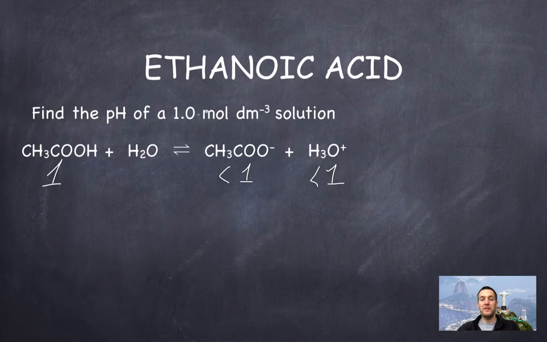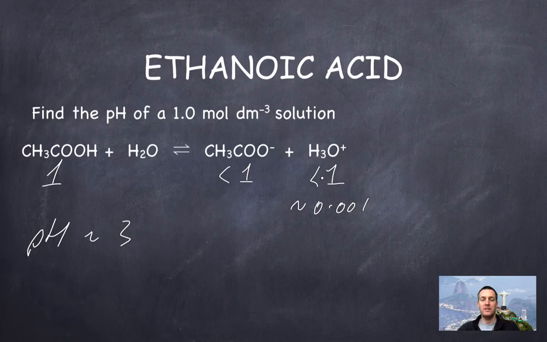And roughly speaking, about 1 in 100 to 1 in 1,000 molecules of ethanoic acid will split up and form H3O+ ions. So let's just say that roughly the concentration of H3O+ is going to be 0.001 moles per dm cubed. This would mean that the pH would be roughly 3.